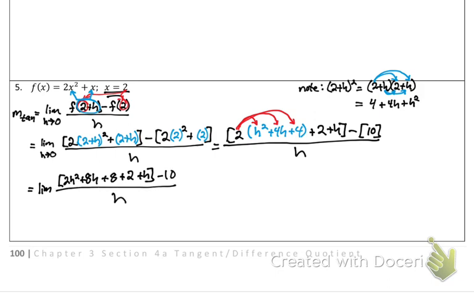Now to do a little bit of work here, we're going to notice this negative 10 and this 8 plus 2 are going to cancel out. Your constant will always cancel out if you did it correctly. That will leave us with 2h squared. We have 8h plus that h, which would give us 9h. So once again, I was looking at that 8h and that h right there to give us 9h all over h.